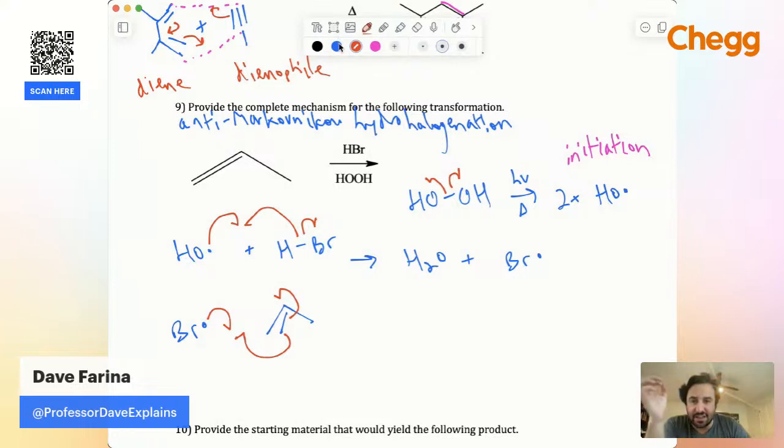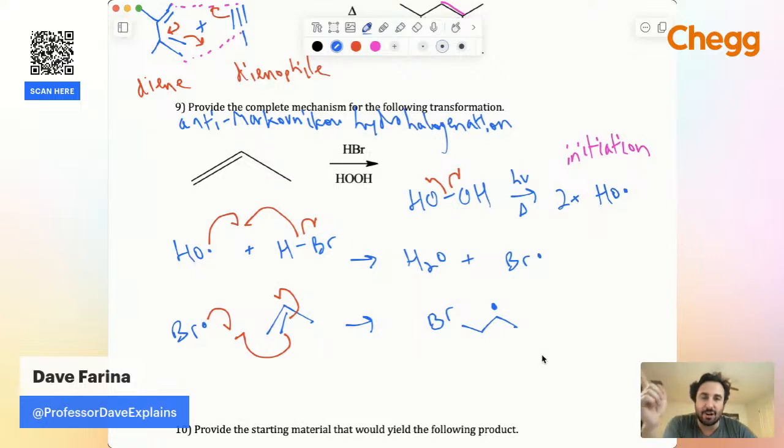So this is the key here. This is where we get the regiospecificity. This is going to go to the less substituted carbon so as to leave the more stable possible radical intermediate. Carbon radicals are a form of electron deficiency, just like carbocations. So they're going to follow the same stability trend.